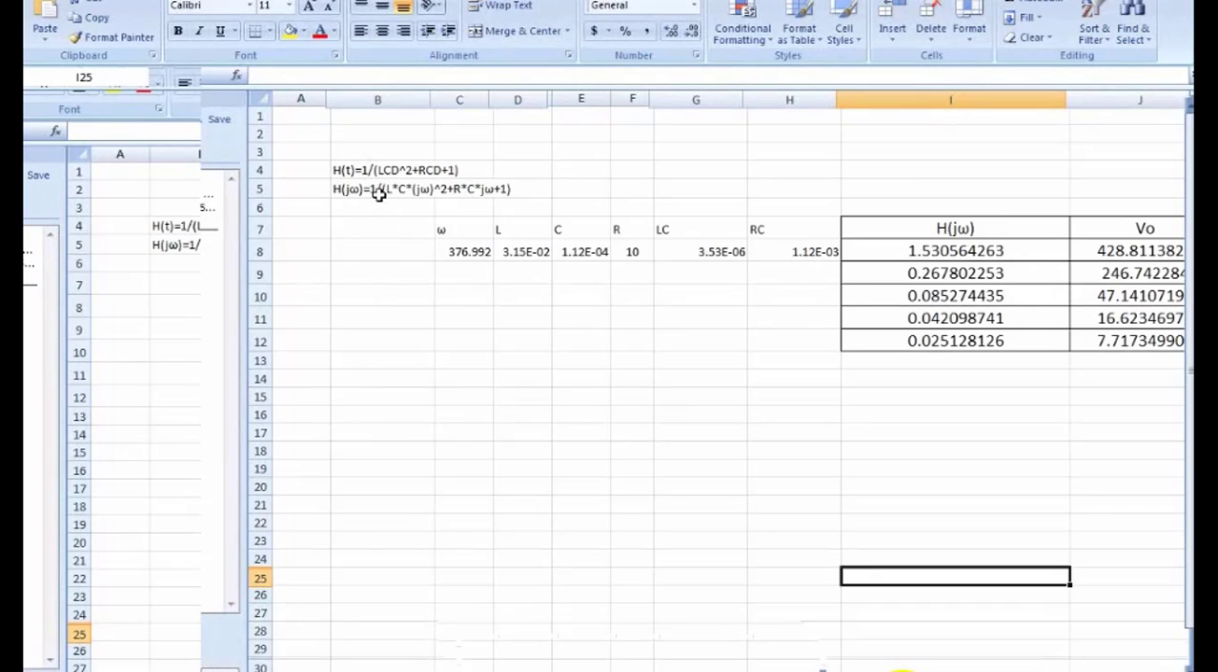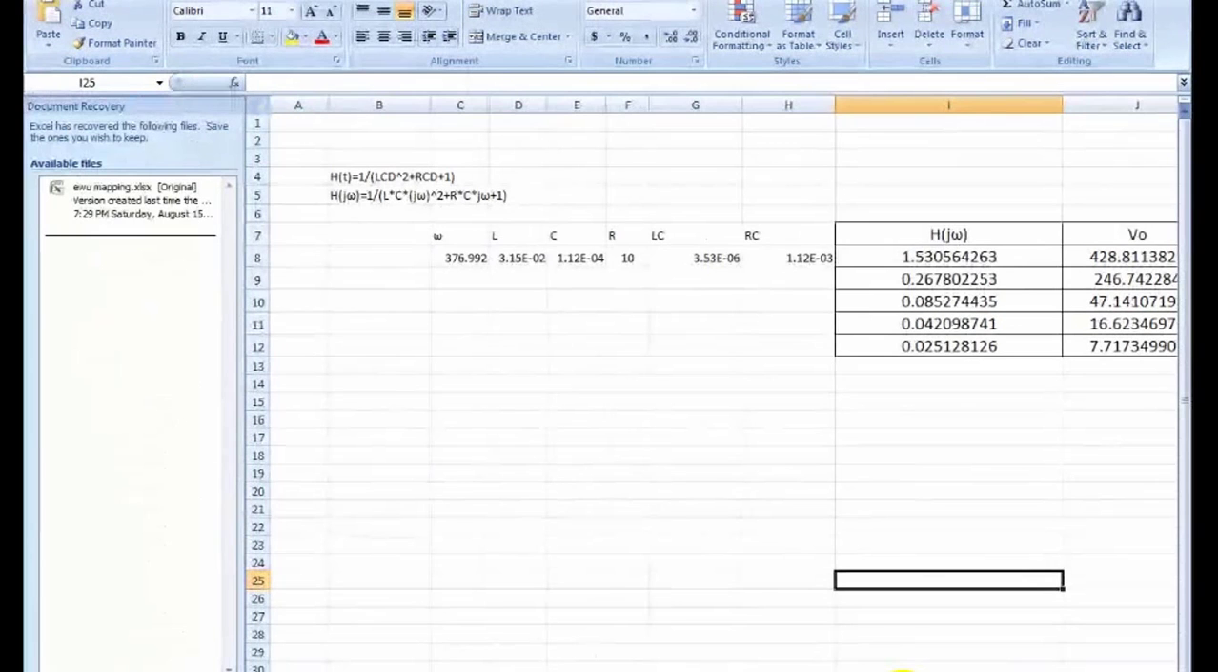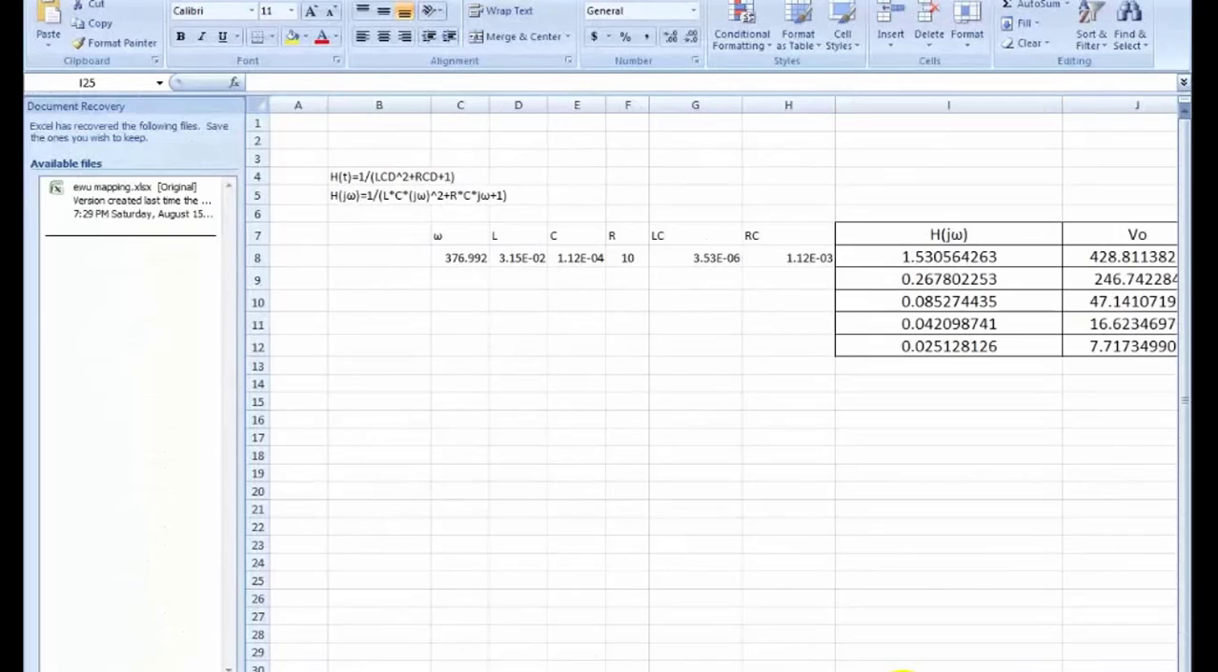So if we do rectangular to polar form, we need to write down the square root of (1 minus LC omega square) whole square plus (RC omega) whole square. Isn't it? Do you understand? Okay, sir. Understand. Yes, sir. All of you? Yes, sir. Okay.